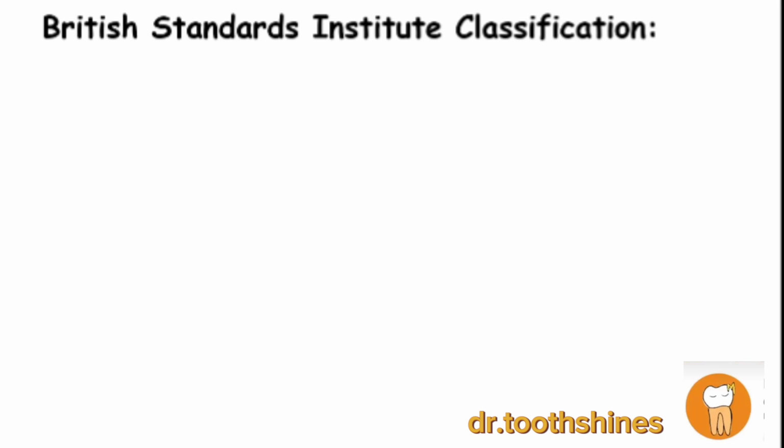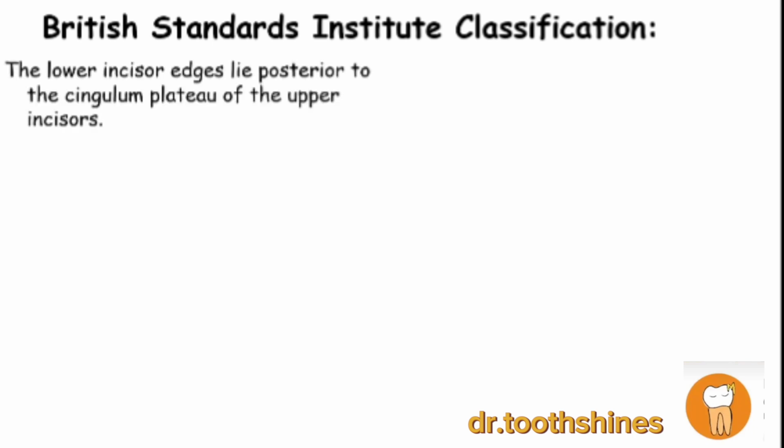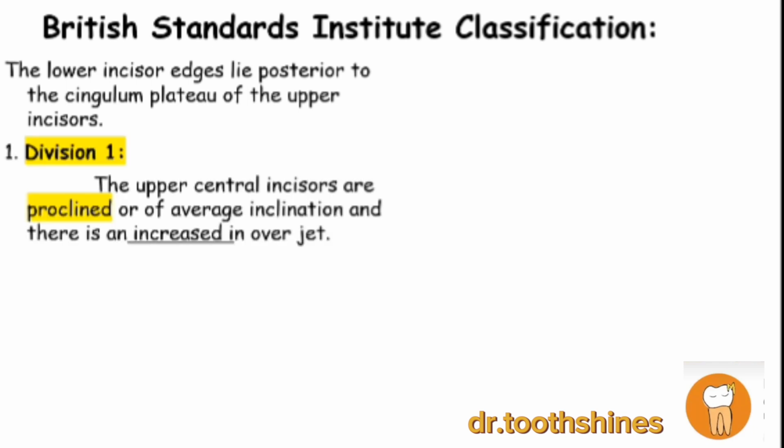Now we will move on to the classification of class 2 malocclusion. This is the British Standard Institute classification. It is that the lower incisor edges lie posterior to the cingulum plateau of the upper incisors. So according to this definition, now we are dividing this class 2 malocclusion, as you know.